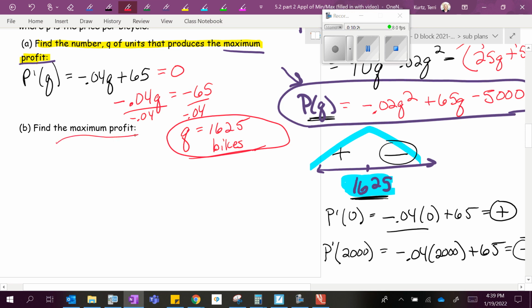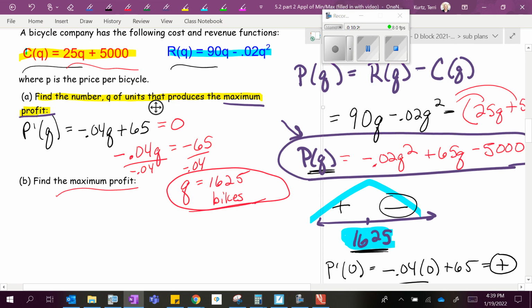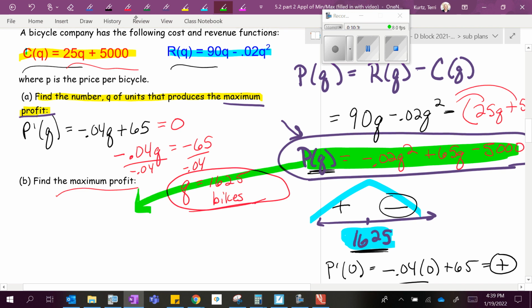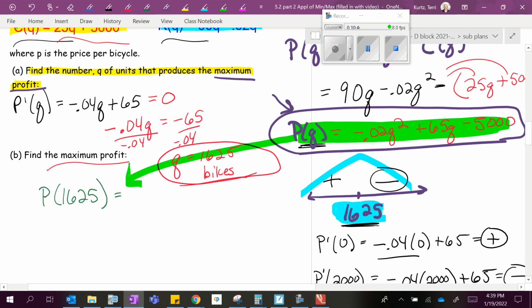And to find out what that profit would be, again, I'm going to plug 1625 into my original profit equation, which is what we calculated over here. So if I find P of 1625, again, I encourage you guys to plug that in on your calculator, verify you get what I do, but you should get $47,812.50. Okay, so again, just an example of how to use relative mins and maxes in application problems.